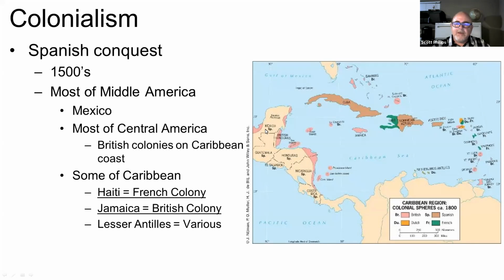So the Spanish control most of Mexico, most of Central America, but in the Caribbean it's a little bit more mixed. You had a large Spanish presence in places like Cuba and the Dominican Republic, but you also had other countries there as well. So, for example, Haiti here was a notable French colony, and Jamaica here was a notable British colony. And then along the coast and throughout the Lesser Antilles, there's more of a mix. You had some British presence in some port areas of Central America, and kind of a mix of different countries in the Lesser Antilles.